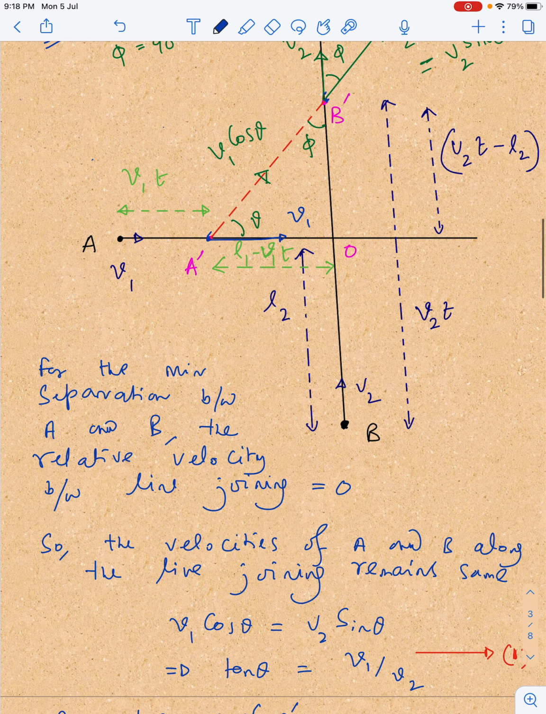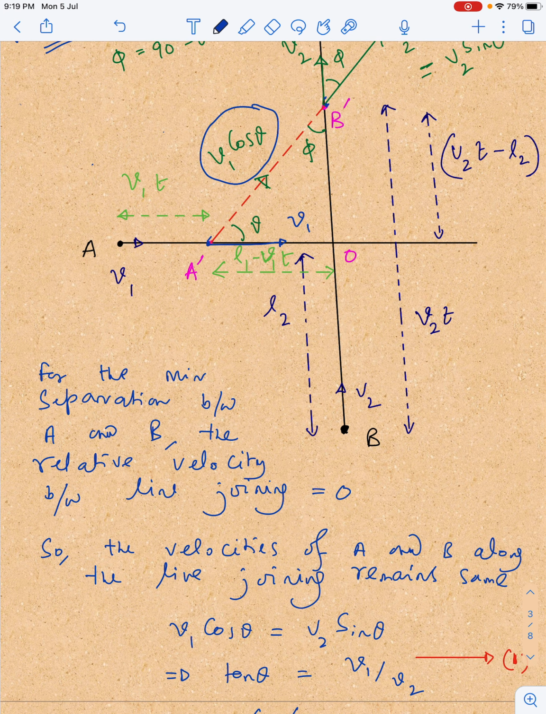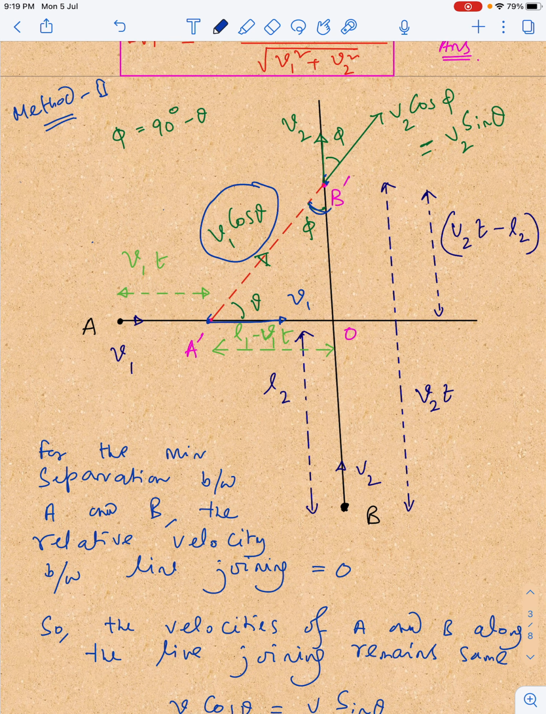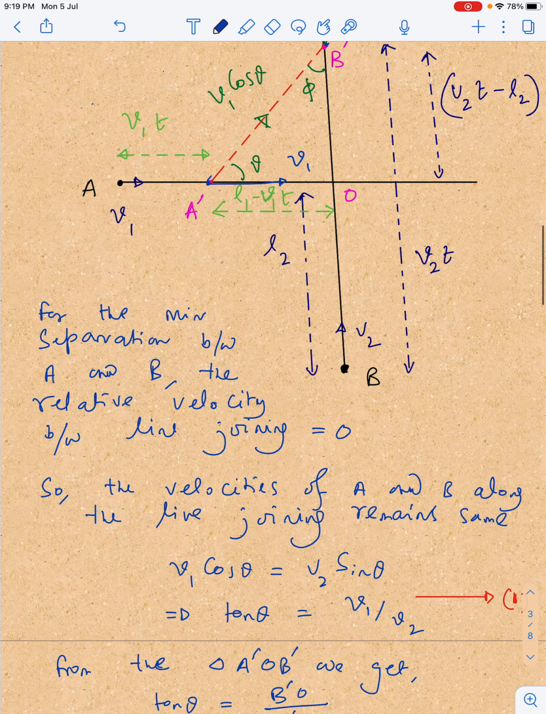So I'm using that. In that direction, v1 has component v1 cos theta. This angle phi is 90 minus theta as per the geometry that we are calculating over here. So v2 is in that direction, and v2 will have a component of v2 cos phi in this direction. Fine. So cos phi means cos(90 minus theta), so it will become v2 sin theta. If I equate them, v1 cos theta is equal to v2 sin theta. You come back to this question.